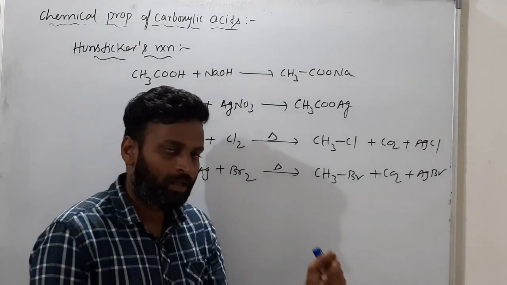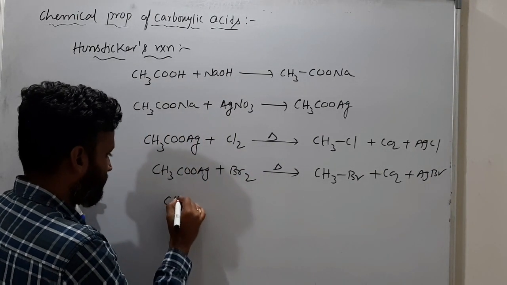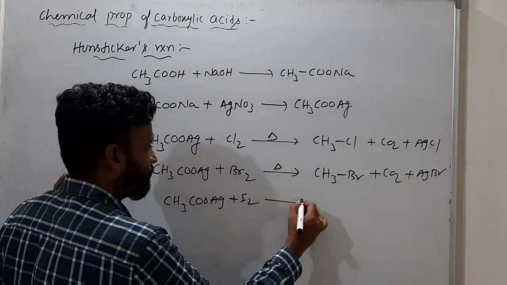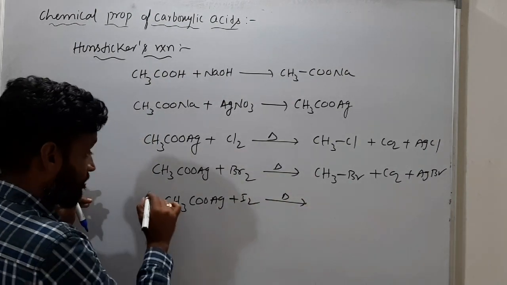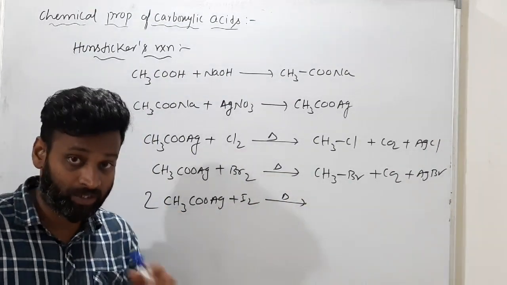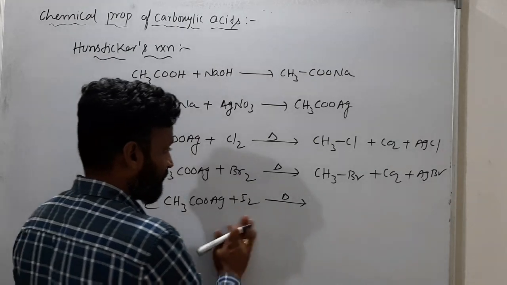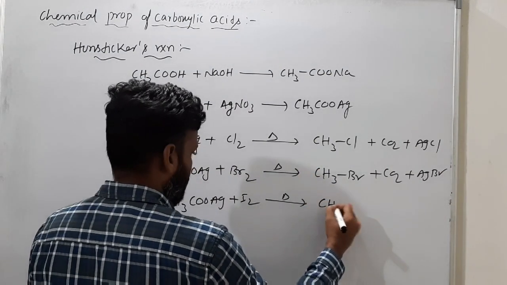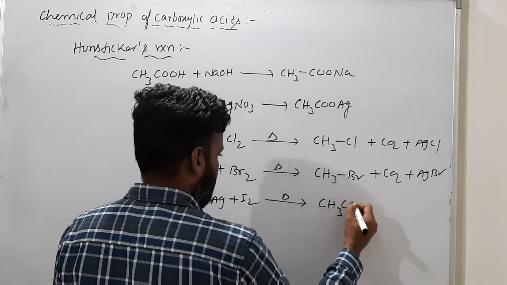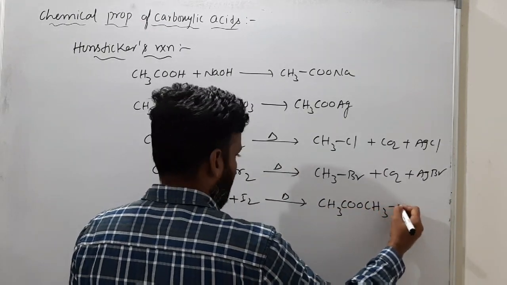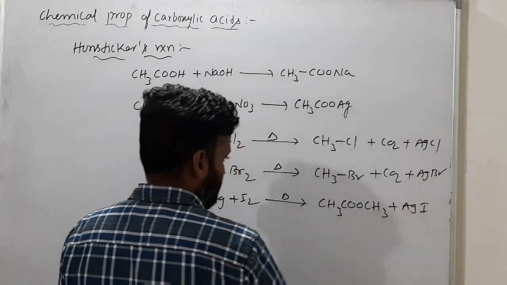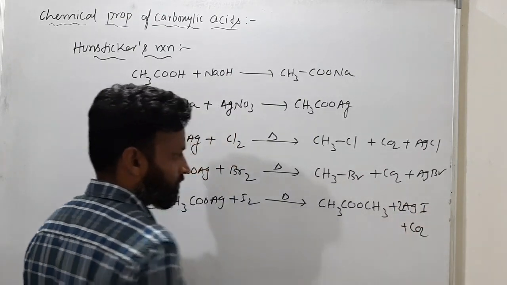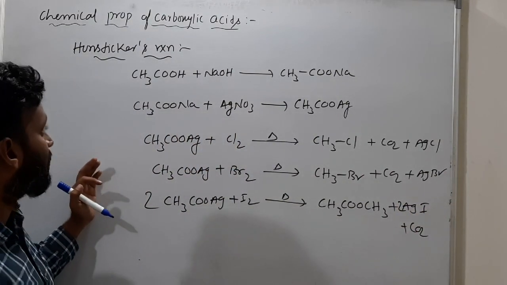This happens here. But if you take iodine, CH3COOAg plus I2 on heating, then what happens? Ester formation. Please remember, very important, we discussed it in alkyl halide preparation. If you take I2, then the product is CH3COOCH3 plus AgI plus CO2. Understood? So this is about the Hunsdiecker reaction.